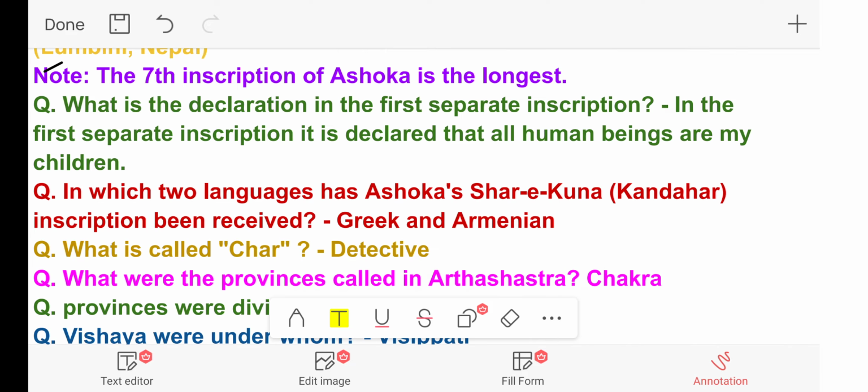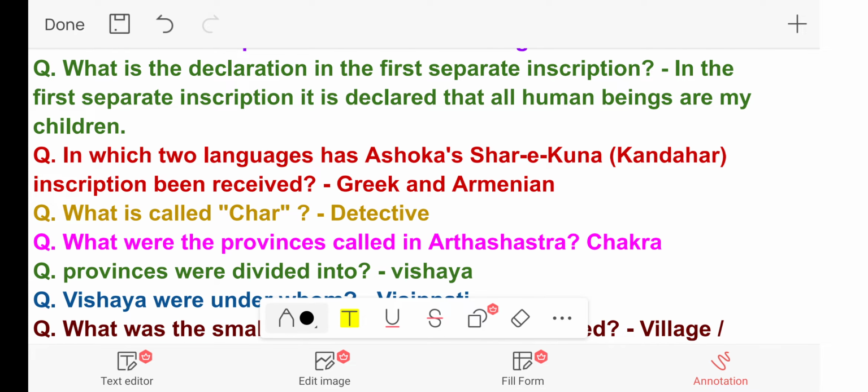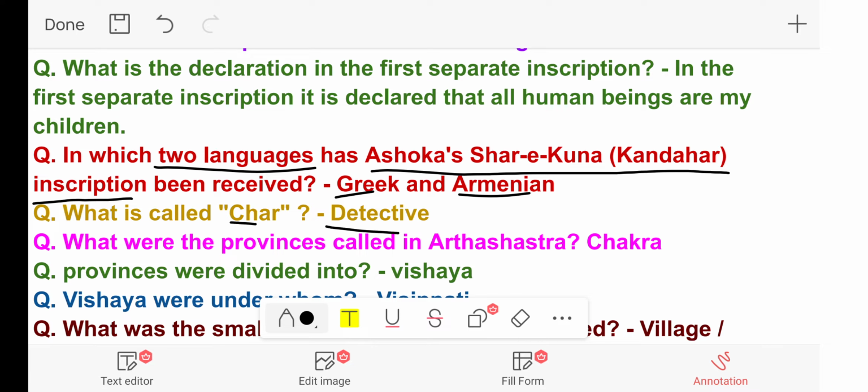Next, what is the declaration in the first separate inscription? The answer is, in the first separate inscription, it is declared that all human beings are my children. Next, in which two languages has Ashoka's Shar-e-Kuna Kandhar inscription been received? So the answer is Greek and Armenian. Next, what is called Char? So Char was a detective.